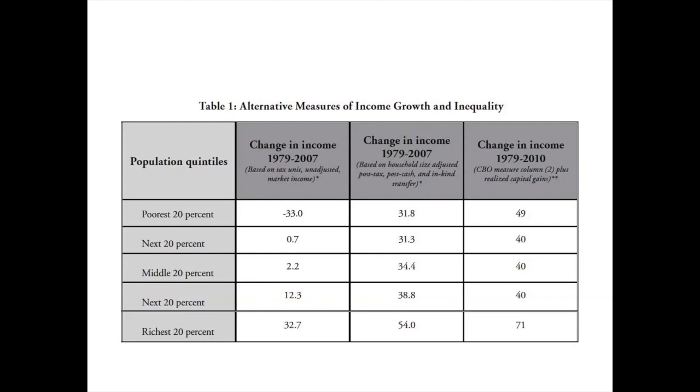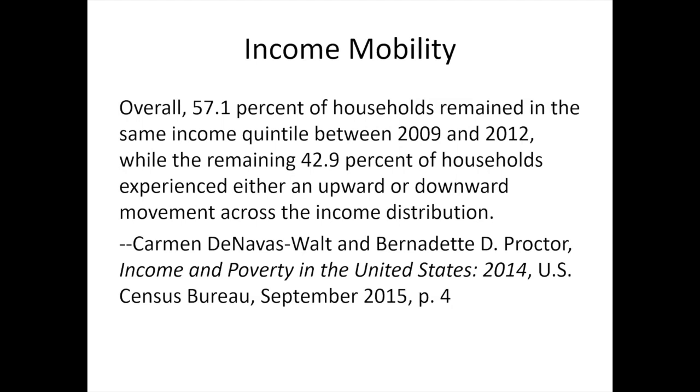So here's from the census 2015. Overall, 57.1% of households remained in the same income quintile between 2009 and 2012, while the remaining 42.9% of households experienced either an upward or downward movement across the income distribution. And here's a kind of a standard story. You graduate from high school, you don't go to college, you get a job, maybe fixing cars or something. You build skills. 10 years later, maybe you were in the bottom 20%, now you're in the next higher 20% because you've got those skills and the higher income that goes with it. And so there's incredible mobility.